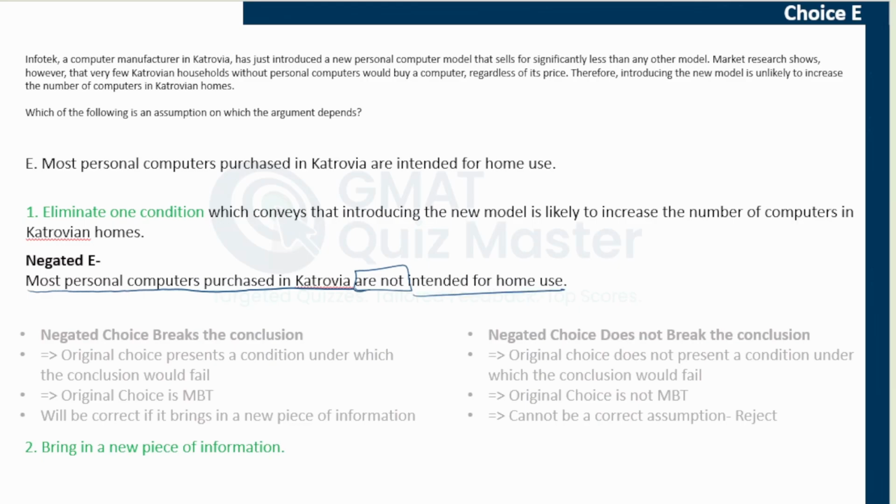Now, does negated choice E break the conclusion? Does it in any way convey that introducing the new model is likely to increase the number of computers in Ketrovian homes? No. The intent of purchasing most of the computers is not related to any increase or reduction in the number of computers purchased. So again, negated choice E does not break the conclusion, and therefore choice E is not must be true, and therefore we can reject choice E.